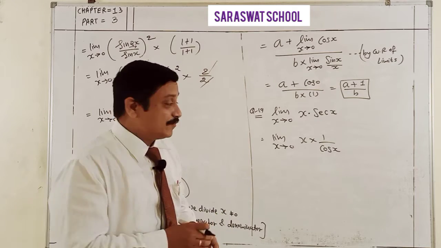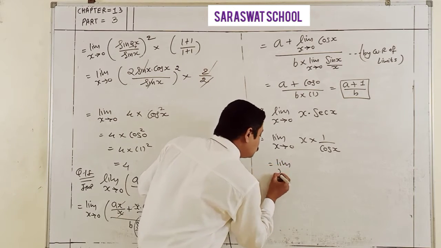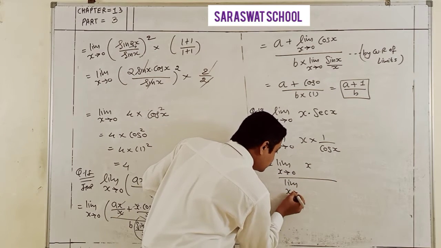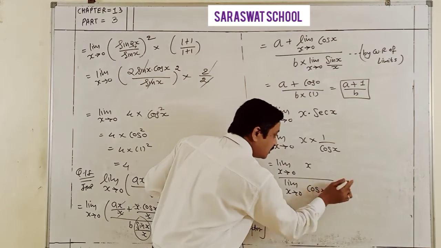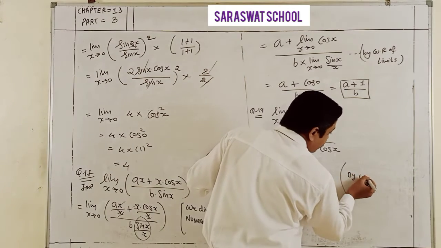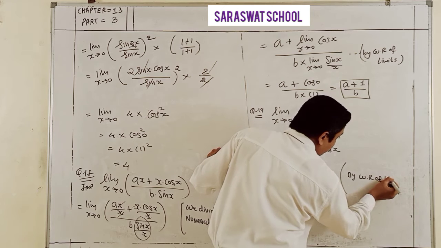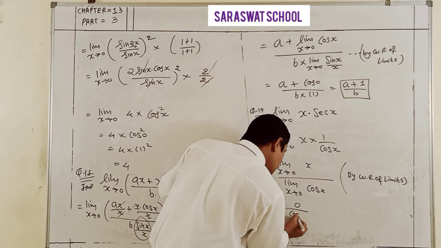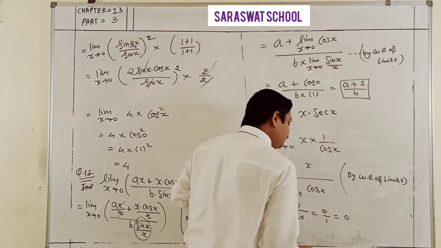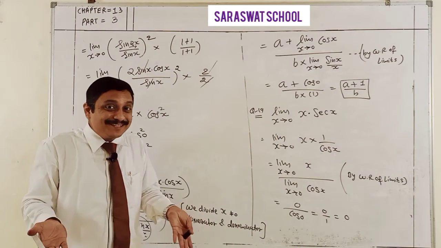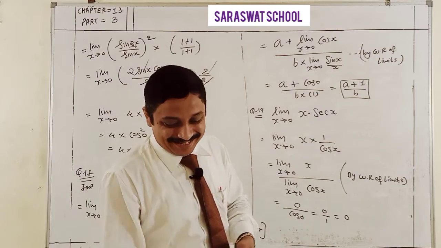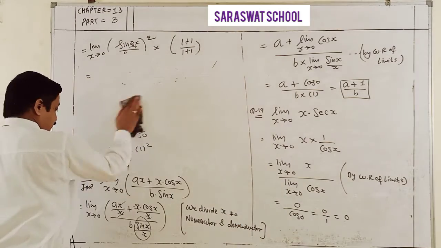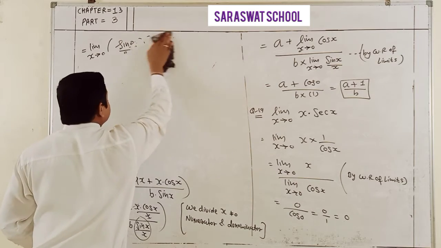Denominator is not 0. So limit x tends to 0 of x, limit of cos x, and mention here by working rule of limits. So it is 0 by cos 0, and cos 0 is 1, 0 by 1, answer is only, students, 0. Continue, question number 20.